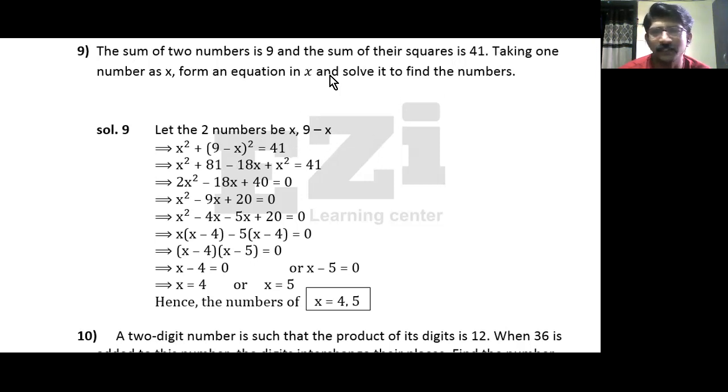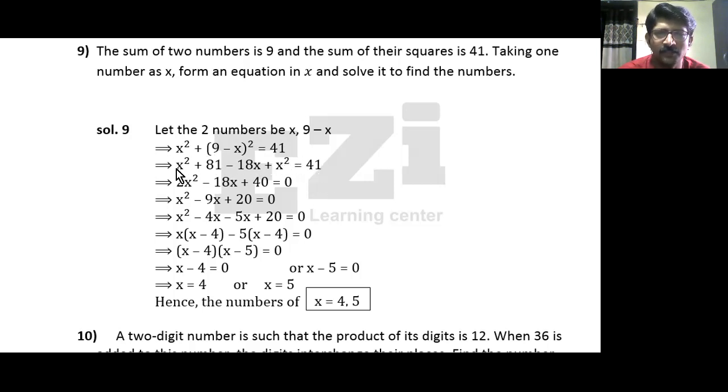Now they have said, taking one number as x, form an equation in x and solve it and find the number. So simple. x square plus (9 minus x) the whole square is equal to 41. I hope students you finished writing till here. Now how to do this? Simple, guys. You have to open this bracket as (a minus b) the whole square. So x square plus 81, 9 square is 81, double of 9x, minus 18x, plus x square is equal to 41. I hope you finished in here.